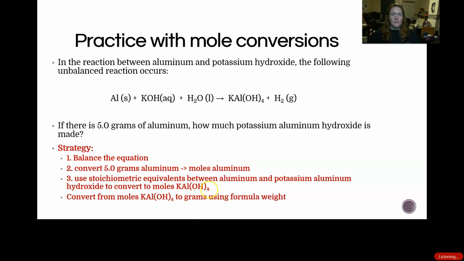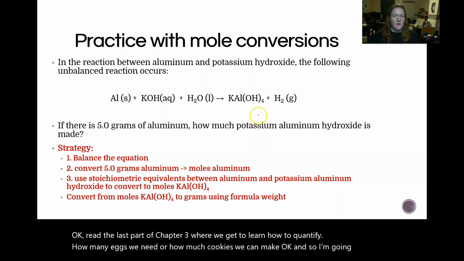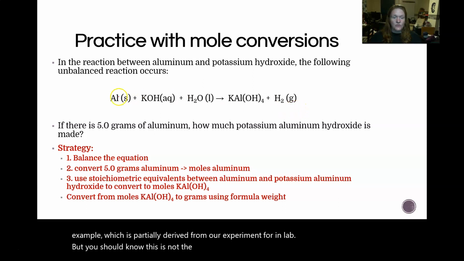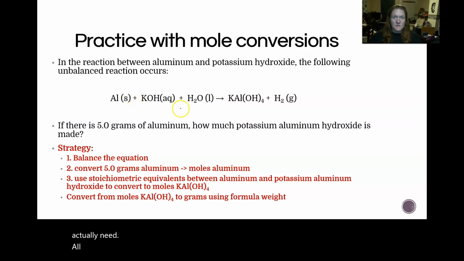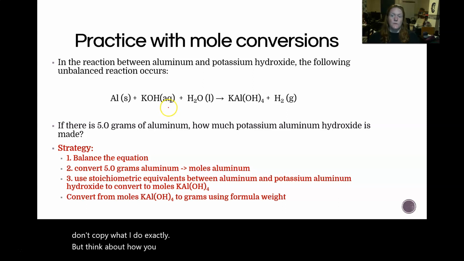Okay, we're at the last part of chapter 3 where we get to learn how to quantify how many eggs we need or how many cookies we can make, okay? And so I'm going to use this example, which is partially derived from our experiment 4 in lab, but you should know this is not the complete reaction. In order to do this properly, you actually need all of the 4 steps to be added together. I'm just using the first step as an example. Okay, so don't copy what I do exactly, but think about how you can apply it to the experiment.